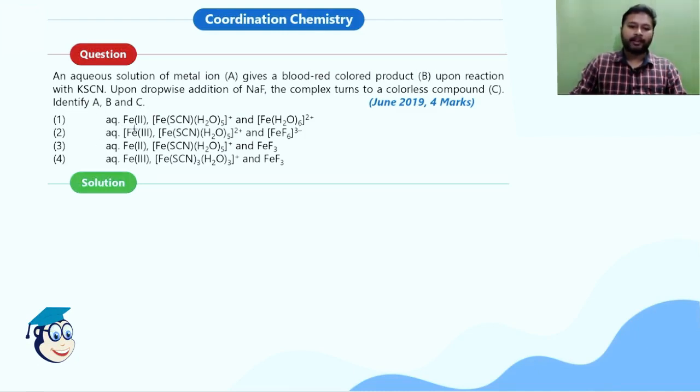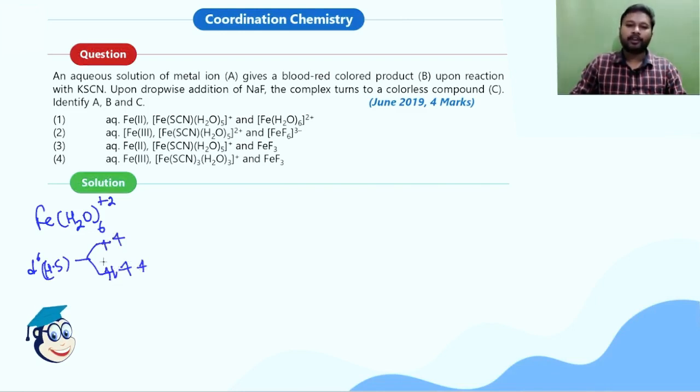So let's take that the metal in the starting is in the +2 state. If Fe is in the +2 state, [Fe(H2O)6]2+ will be the aqueous solution of iron in the +2 state. This will actually be a d6 high spin, right? In the d6 high spin state, it will have an electronic configuration like this. Now it will show d-d transition, and that's why it will not be a colorless compound.